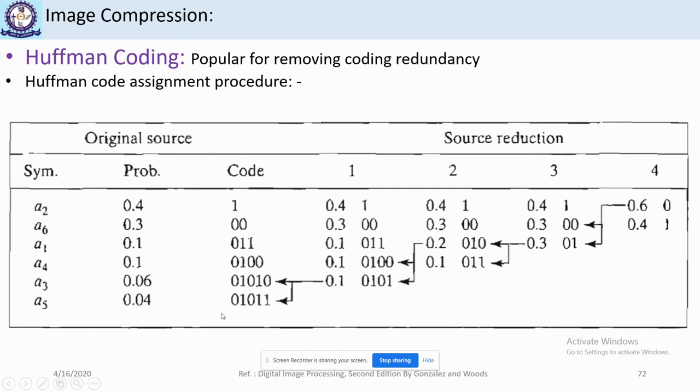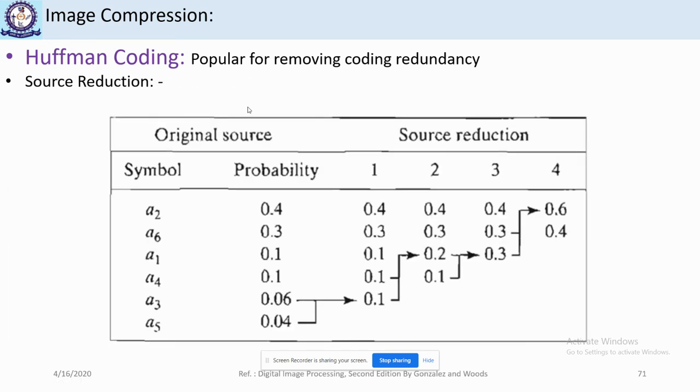When we reach back to the original probabilities, we get this code, and this is our variable length code, which we have done using Huffman coding. So this is how we achieve Huffman coding. It is done in two steps. One is source reduction. In source reduction, what do we do? We add the two least probabilities, and we go to the next column.